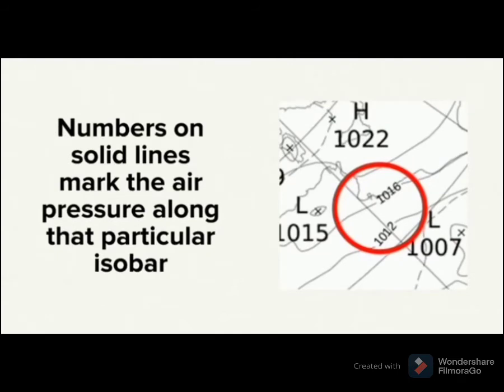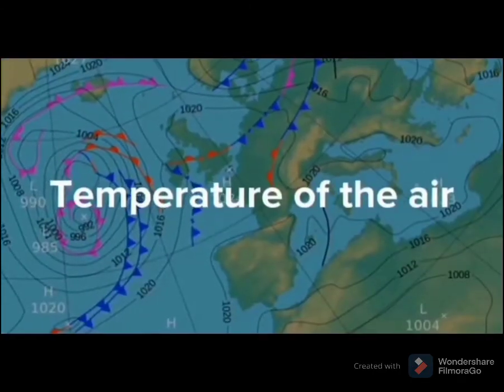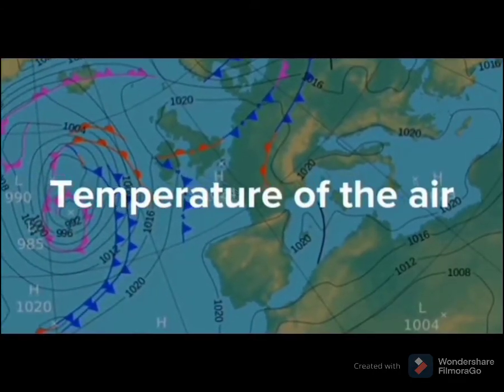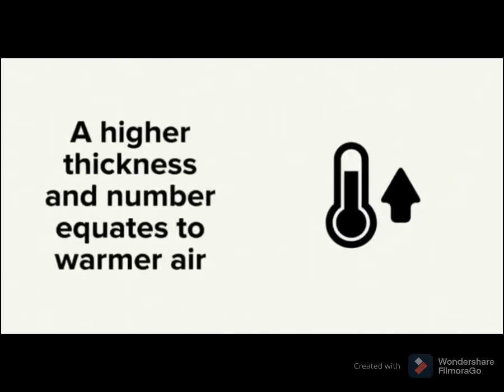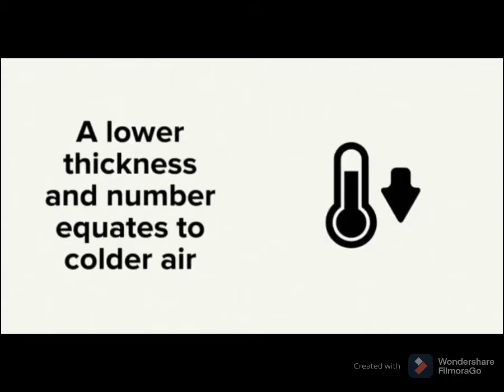Numbers on solid lines mark the air pressure along that particular isobar. Temperature of the air: dotted lines with numbers on them mark the thickness of the lowest 5 km of the atmosphere. A higher thickness and number equates to warmer air. A lower thickness and number equates to colder air.